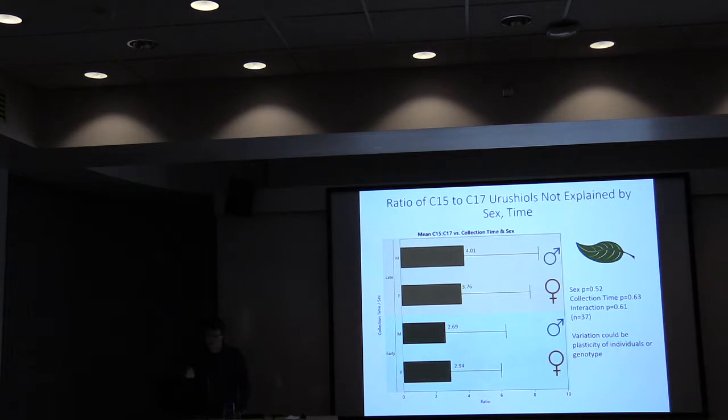To me, without really understanding what the function of urushiols is in general, and with how similar these two species of urushiols are, it's really difficult to make any inferences as to why you see C17s accumulating higher than C15s. But it definitely opened the door to the possibility that there is some functional difference between them.